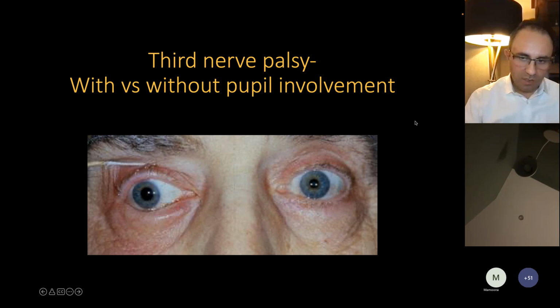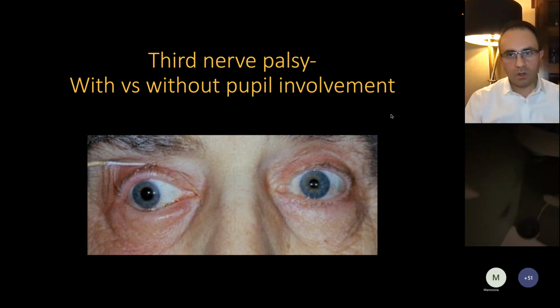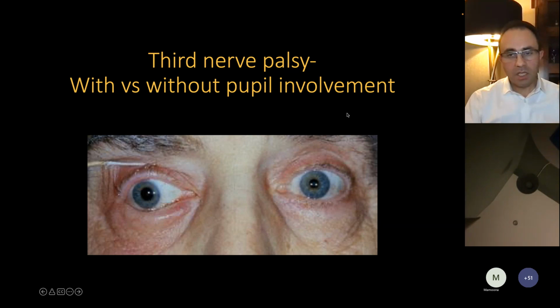This is a medical emergency because that's most of the time related to an aneurysm in the posterior communicating artery, which can explode at any stage. So those patients need to be seen as soon as possible. However, if the pupil is not involved, if you have the same size on both sides, then possibly you can refer next day, because it can be diabetes, it can be other things. But if the pupil is involved, definitely you need to refer as soon as possible.